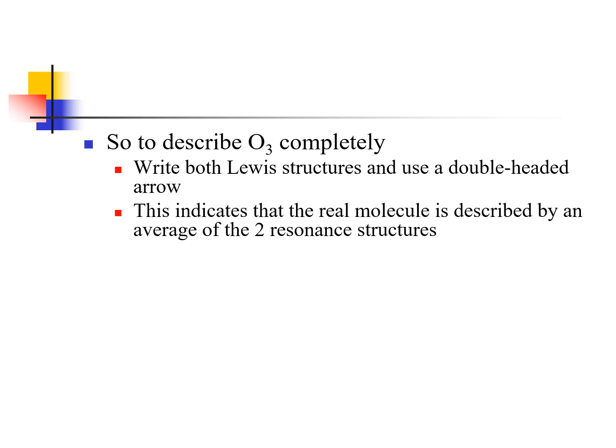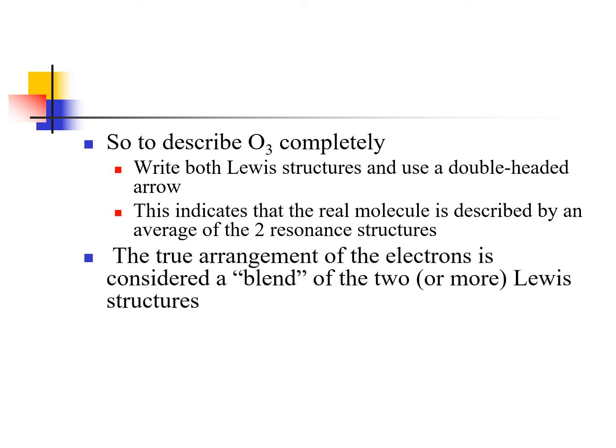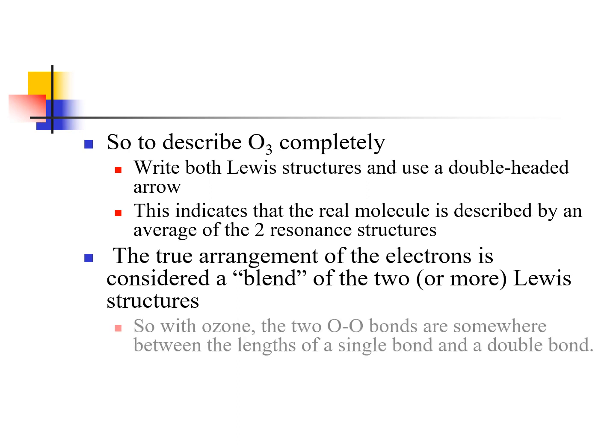Now, ye olde chemists used to think that the molecule would actually flip back and forth between the 2. But now we know it's a blend of the two. So the true arrangement is a blend or an averaging of the two or more Lewis structures. So with ozone, instead of there being a single bond and a double bond, and then it flips and there's a new single bond and a new double bond, the single and the double average out. What we really have is something like a 1.5 bond. The true bond is somewhere between a single and double bond.